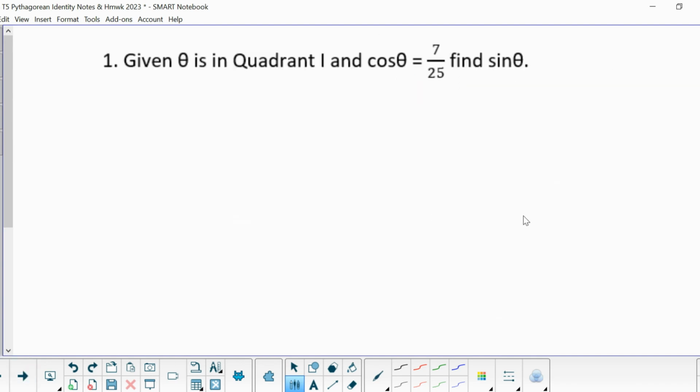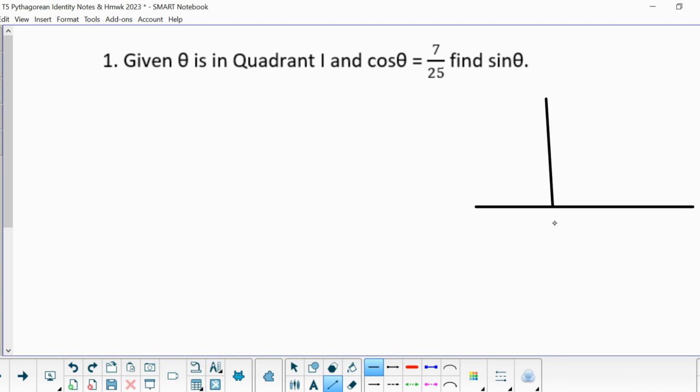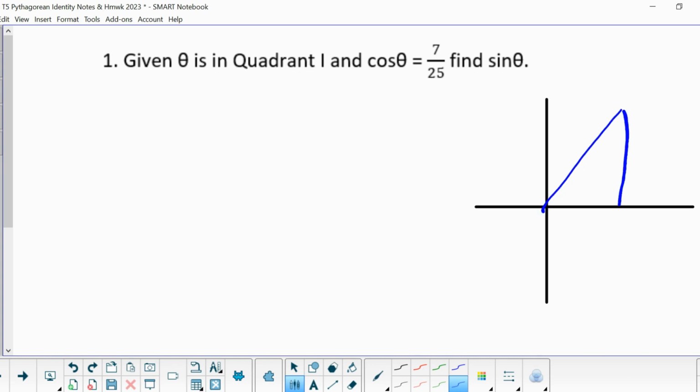So here's our first problem, and we have this information about cosine, and it's in quadrant 1, but the cosine isn't an angle that we know. It's just 7/25 is the ratio. It doesn't really tell me anything. So what we're going to do is just draw a random picture of a triangle in quadrant 1 where the cosine is 7/25. Remember, cosine is the x coordinate of a right triangle. So 7/25 would be this side.